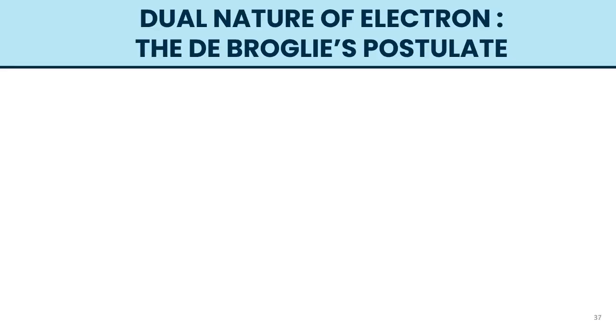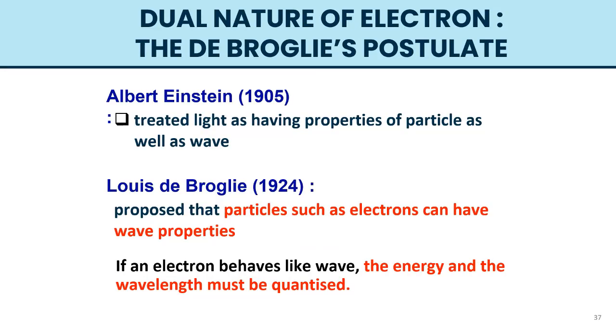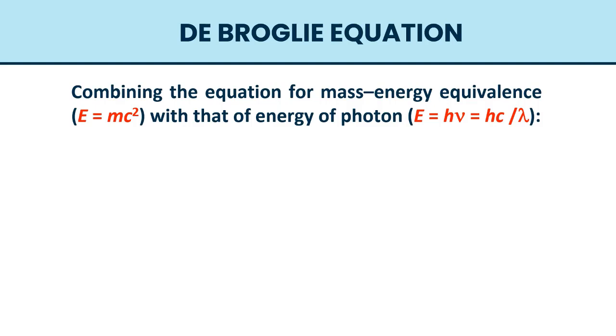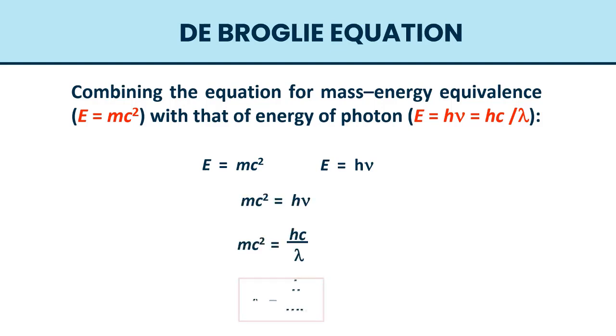The limitations of Bohr's model could be overcome by considering the dual nature of electrons proposed by de Broglie. He suggests that particles such as electrons can have wave properties. That is, perhaps matter is wave-like as well as particle-like. This dual nature of electrons can be demonstrated by combining the equations for mass-energy equivalence, E equals mc squared, with that of the energy of a photon, E equals hc over lambda. We combine these two and rearrange to have only lambda on the left-hand side, and the rest is h over mc.